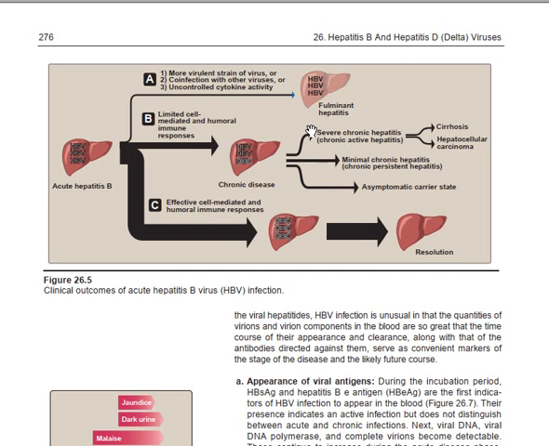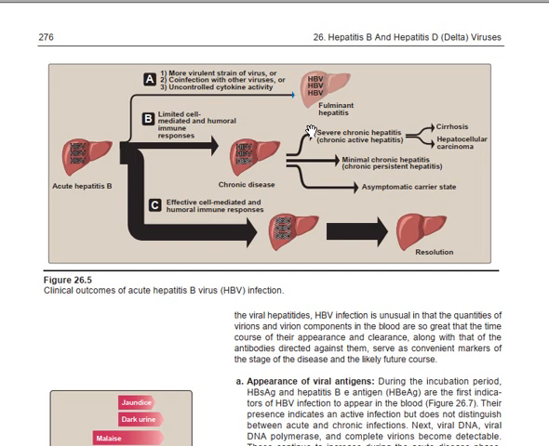Is it clear? So for us to know whether it is a chronic or an acute hepatitis, you can use the core antigen or antibody. In order for you to know if it is an acute hepatitis, the immunoglobulin M of the core antibody is going to be high. In order for you to know that it's a chronic hepatitis, the immunoglobulin G of the total core antibody is going to be high. Is it clear?